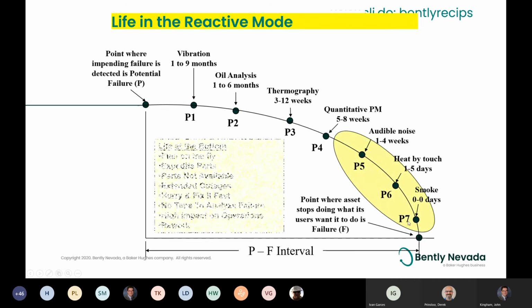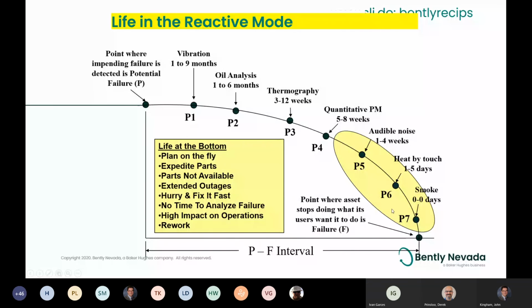So we say when we're living down here with audible noise, heat to the touch, smoke, etc., you're living at the bottom of the curve, and you're in reactive mode. So if you're living at the bottom, you're planning on the fly, you're expediting parts, those parts may not be available, your outages are extended, you have a hurry and fix it fast attitude, and you have no time to analyze the failure. So you're bound to repeat that failure again. You have no time to mitigate it. You have a high impact on operations, and there's generally a fair amount of rework. So that's the P to F curve.